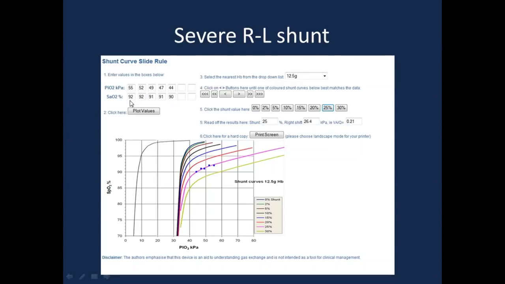As the saturation did not decrease significantly, the right to left shunt calculated by the software was around 25%. So in this curve, 25% of the blood shunted without getting any oxygen, 25% right to left shunt, and the VQ ratio was 0.21, worsening from normal, which is 0.8. So we have a significant drop of inhaled oxygen with a little bit of change in the saturation, which is a typical example of right to left shunt.